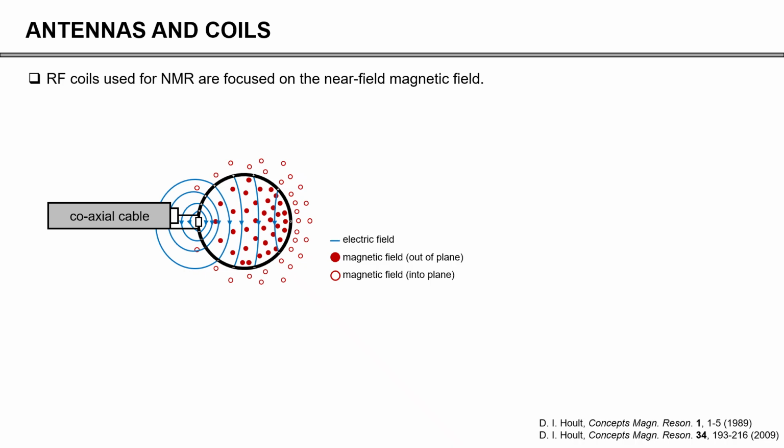And you can see that you have primarily magnetic fields. However, close to the capacitor there are significant electrical fields as well. Now, one of the design criteria of RF coils is to minimize this kind of electrical field.